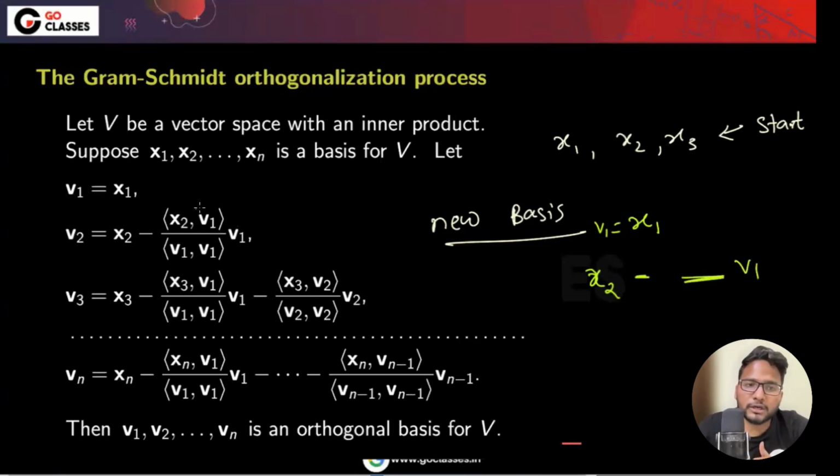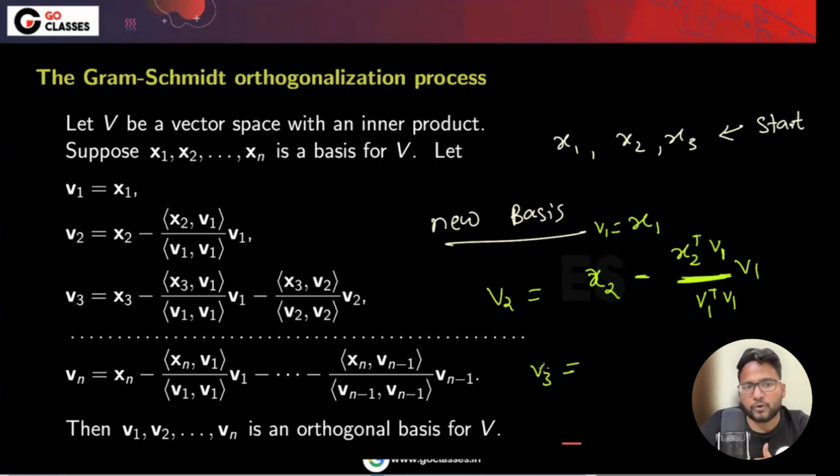And what is that constant? The constant is basically the projection of x2 onto v1, that is x2 times v1 transpose, or x2 transpose v1, whatever you like to call it, upon v1 transpose v1. Okay, now if you want to extend this, then this is basically v2.